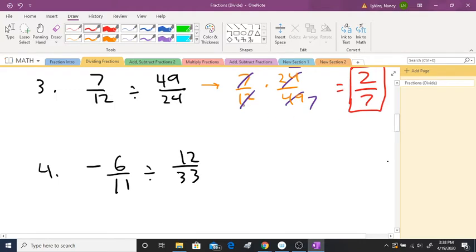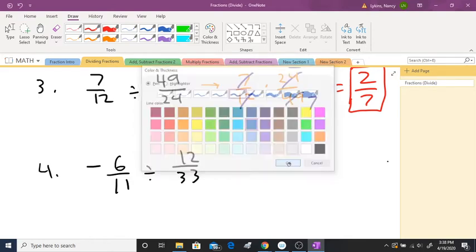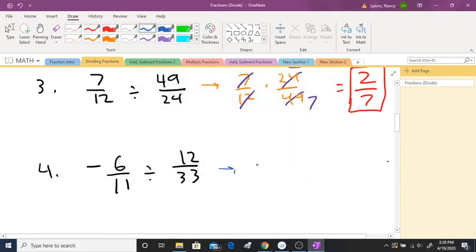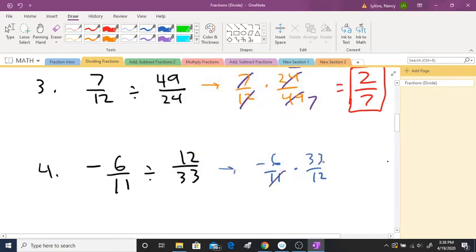Okay, now let's take a look at if you have a negative. Well, right off the bat, since I only have one negative, I know my answer is going to be negative. But I'm still going to keep that negative 6/11. But now I'm going to flip the 33/12. 11 goes into that 3 times. 6 goes into 12 2 times. And since I've got that negative, it's going to be negative 3/2.